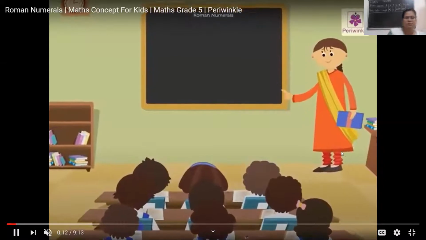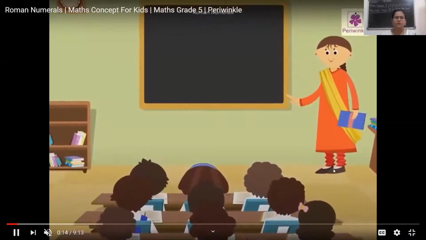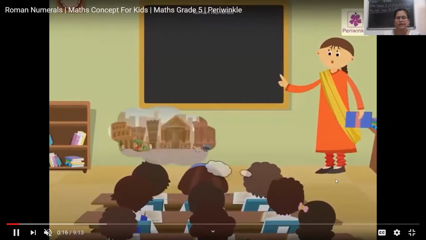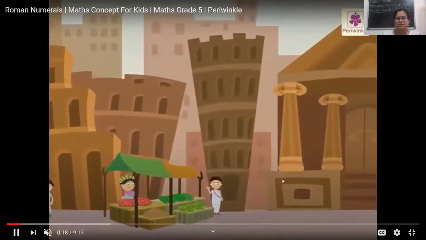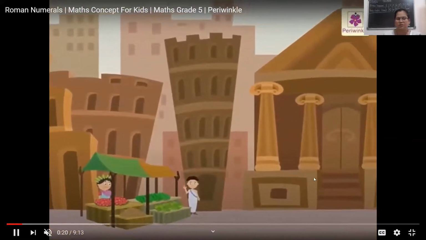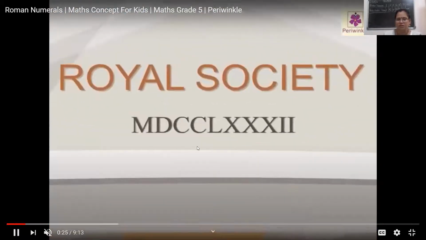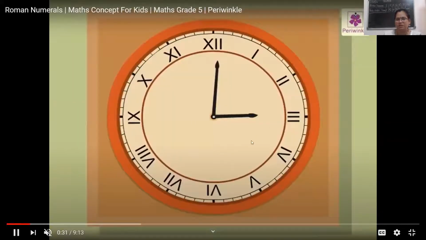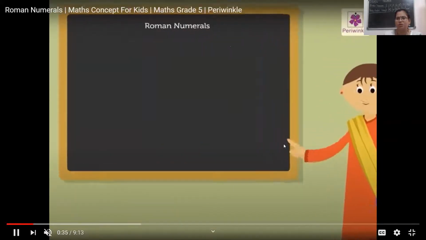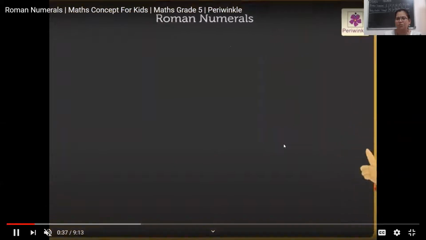We are going to learn about Roman numerals. Romans used these symbols in the city of Rome to do their everyday activities. How we are doing with our numbers, they used these Roman symbols. You have seen these Roman numerals in many places. You have seen them on the wall clock. You have seen them on a railway platform marking the platform number 1.